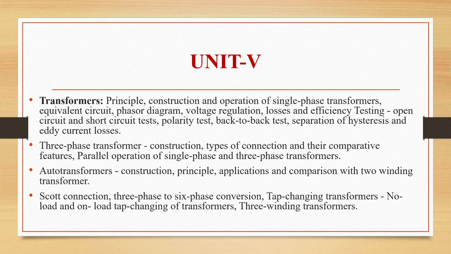Okay, it will be above 90, above 95 also. Whereas other machines' efficiency will be below 90. So this is the major difference between transformers and other machines. The transformer will have high efficiency because there are fewer losses in the transformer. Fewer losses means there are no mechanical losses in the transformer, so efficiency will be high.